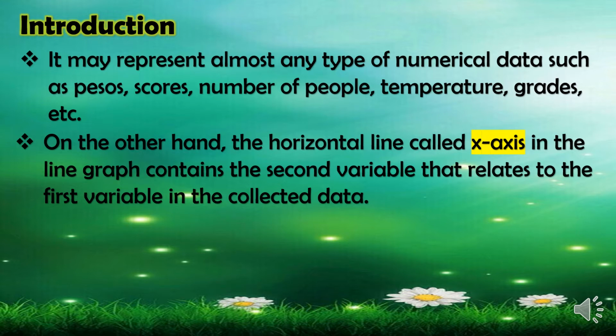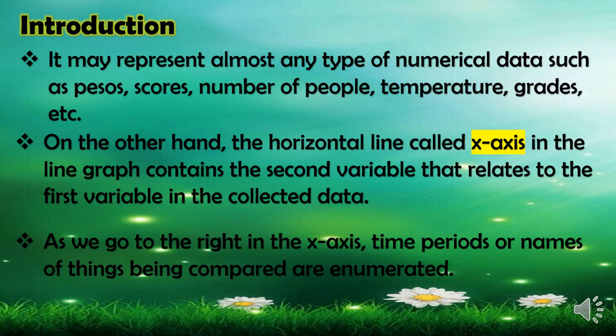On the other hand, the horizontal line called the x-axis in the line graph contains the second variable that relates to the first variable in the collected data. As we go to the right in the x-axis, time periods or names of things being compared are enumerated.